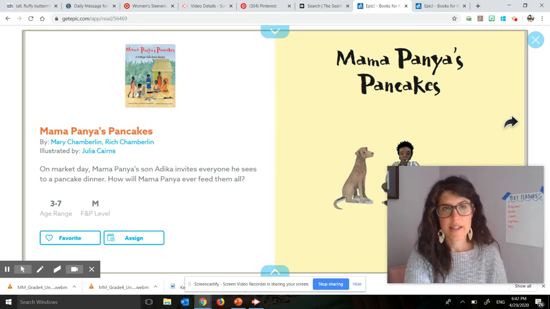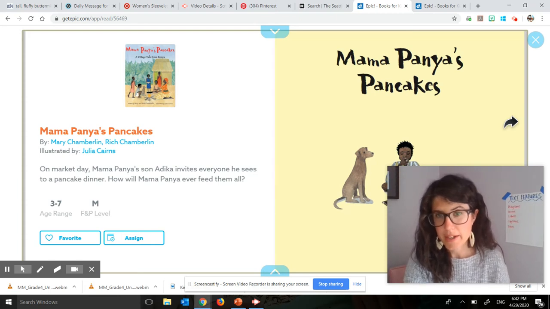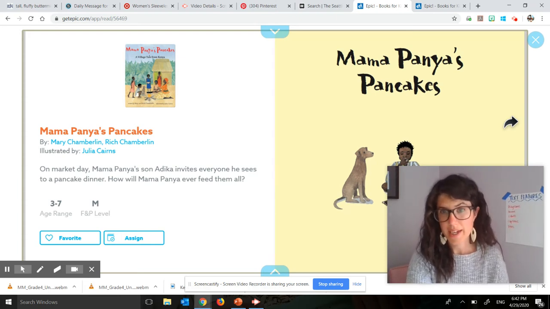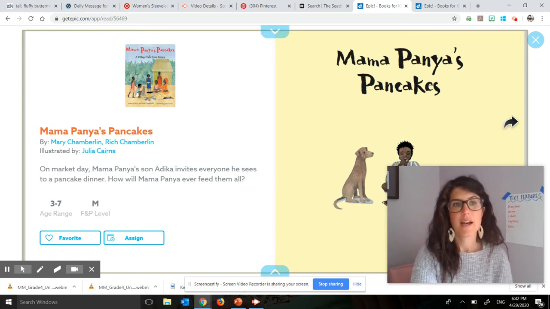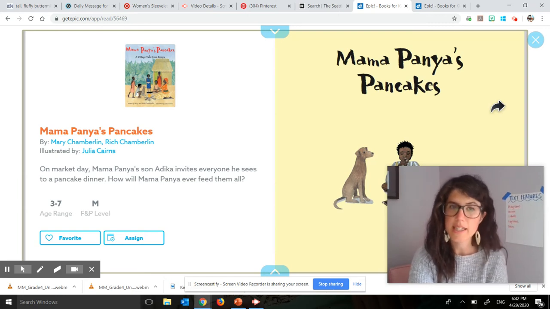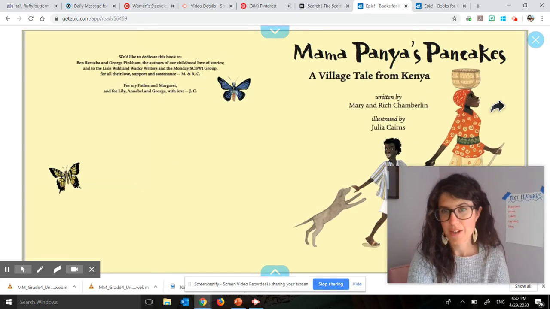This is a book that's available on Epic. So if you want to actually read the story that goes along with the recipe, you could do that after this. It is a village tale from Kenya, and I'll just read the summary here. It says, on market day, Mama Panya's son, Adika, invites everyone he sees to a pancake dinner. How will Mama Panya ever feed them all?